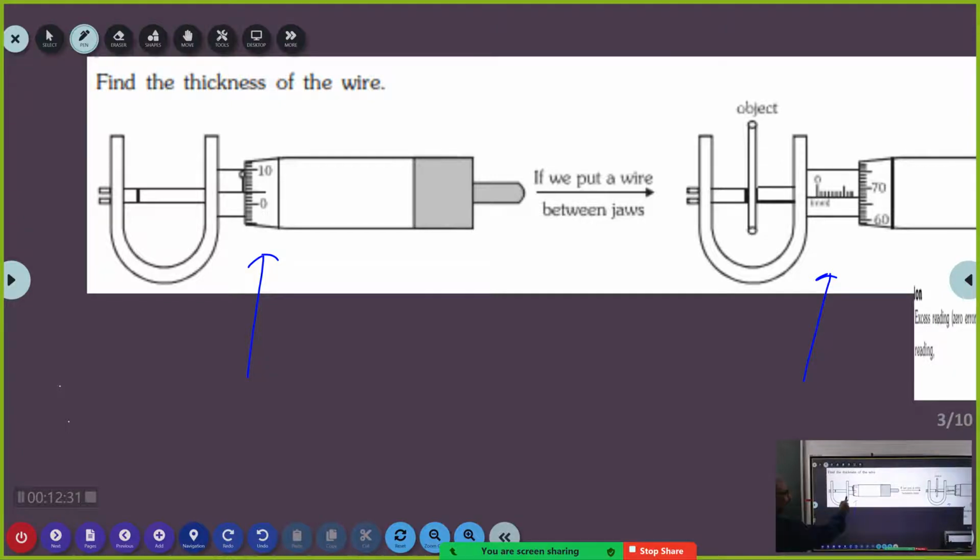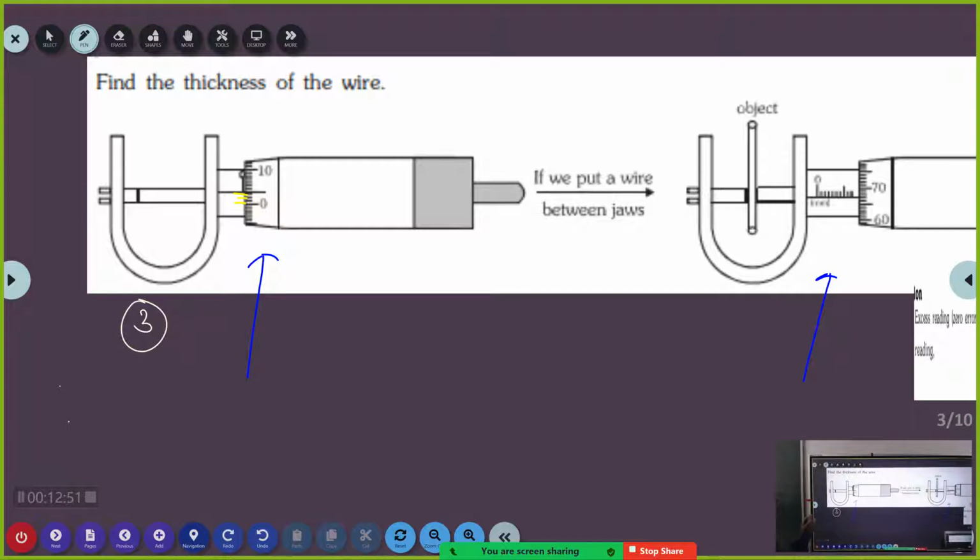No, you see, what is the reading here? 1, 2, no, it is 3. 1, 2, 3. The reading here is 3. Okay? It is 3. So what is the zero error?